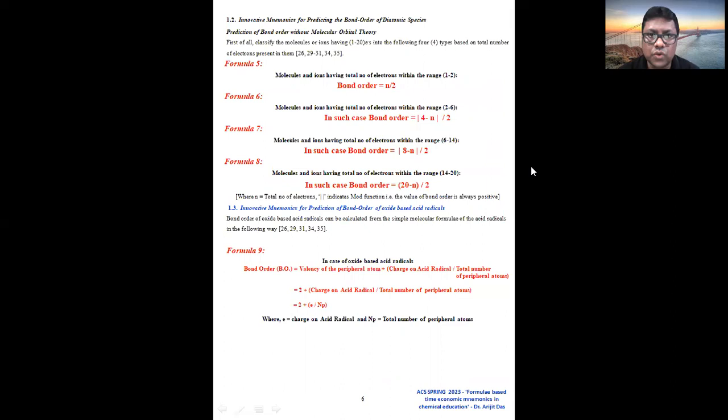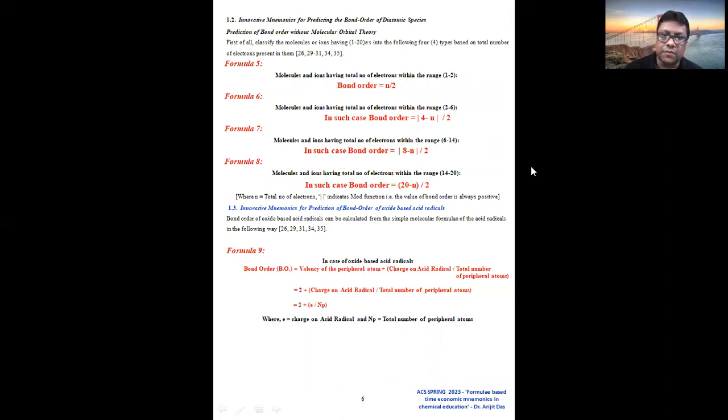For 1 to 2 electrons we use the formula n by 2. For 2 to 6 we use the formula mod of n by 2. For 6 to 14 we use the formula mod of (8 minus n) by 2, and for 14 to 20 we use the formula mod of (20 minus n) by 2.